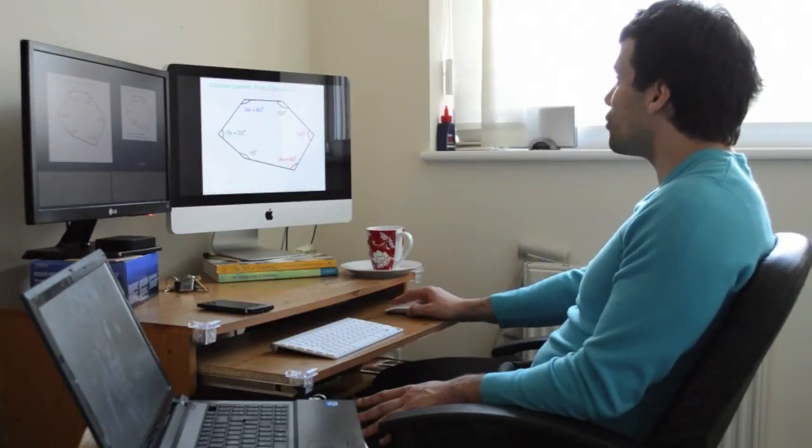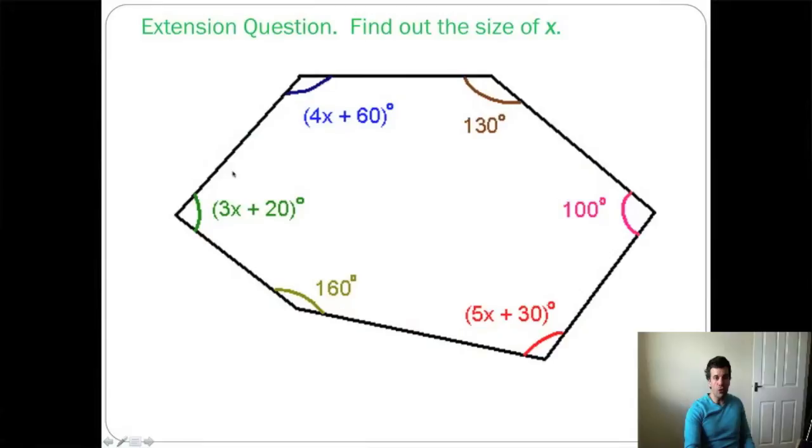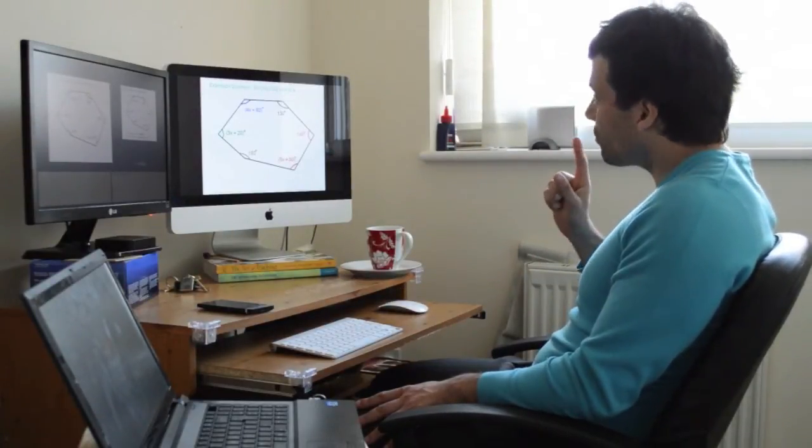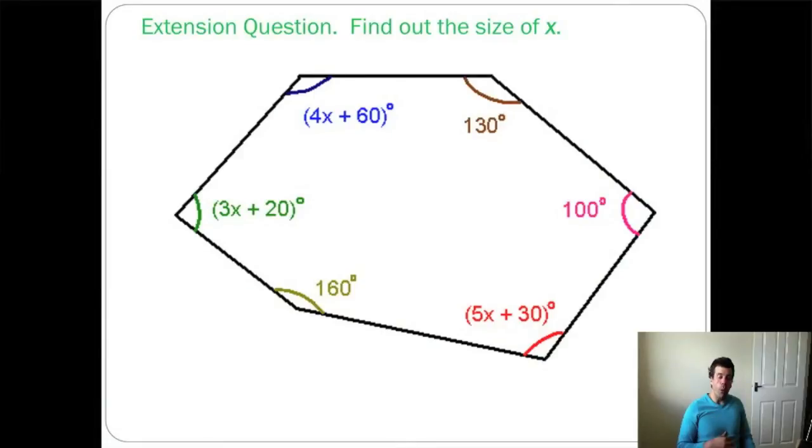An extension question. Here we've got 1, 2, 3, 4, 5, 6 sides of a polygon, i.e. hexagon. And your job is to calculate the size of angle x. This is extremely similar to the example that we've just gone through. First of all, using your table or memory, what is the sum of the interior angles of a hexagon?